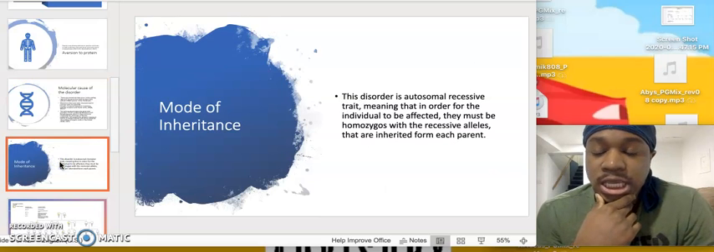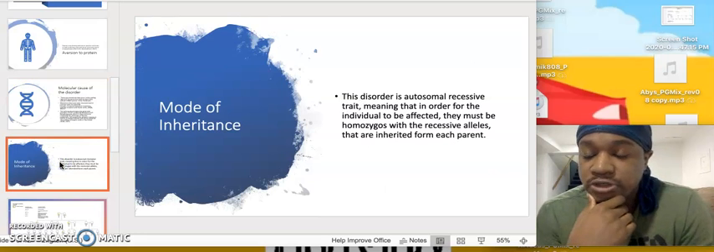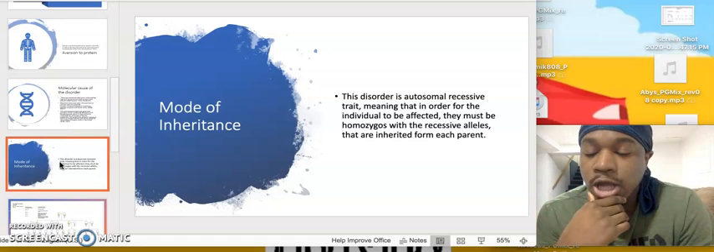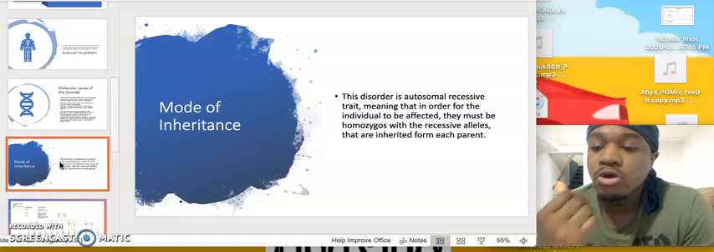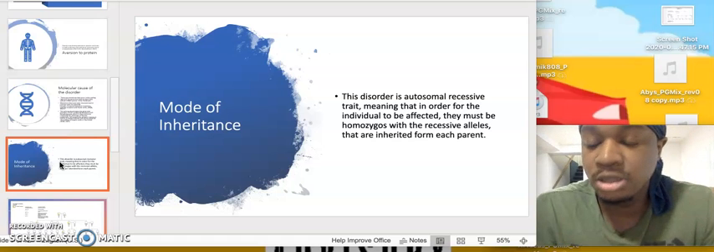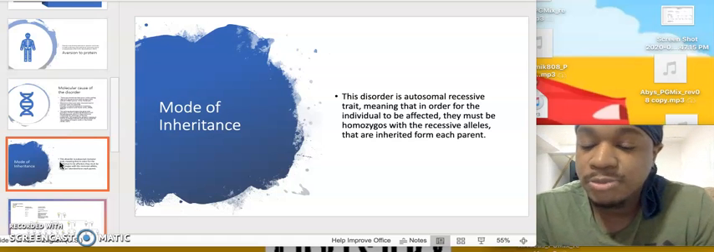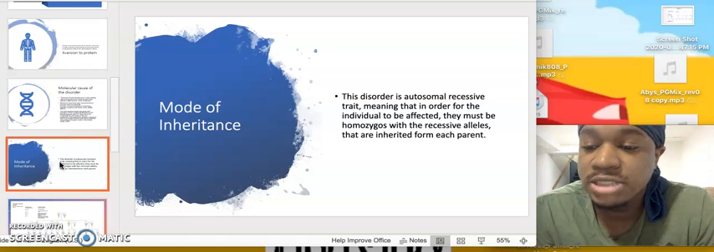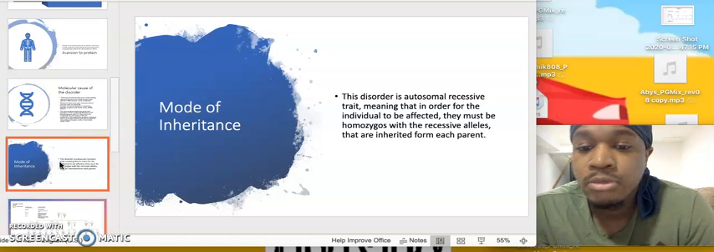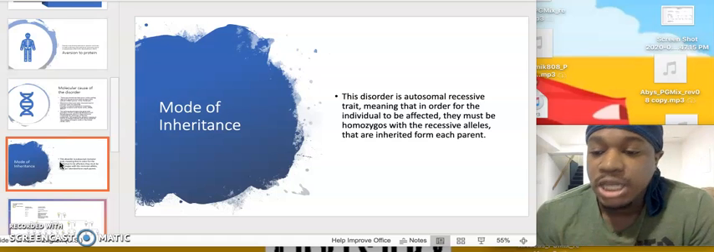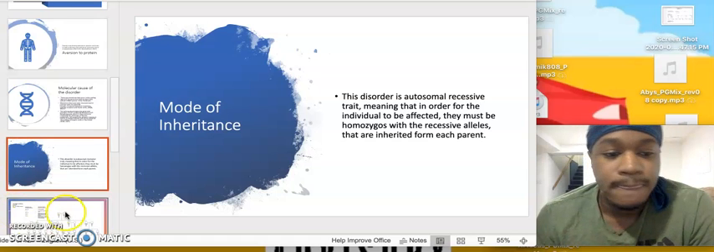So this is an autosomal recessive disorder. In order for the individual to be affected with this disorder, they must be homozygous with the recessive allele, which is inherited from both parents.